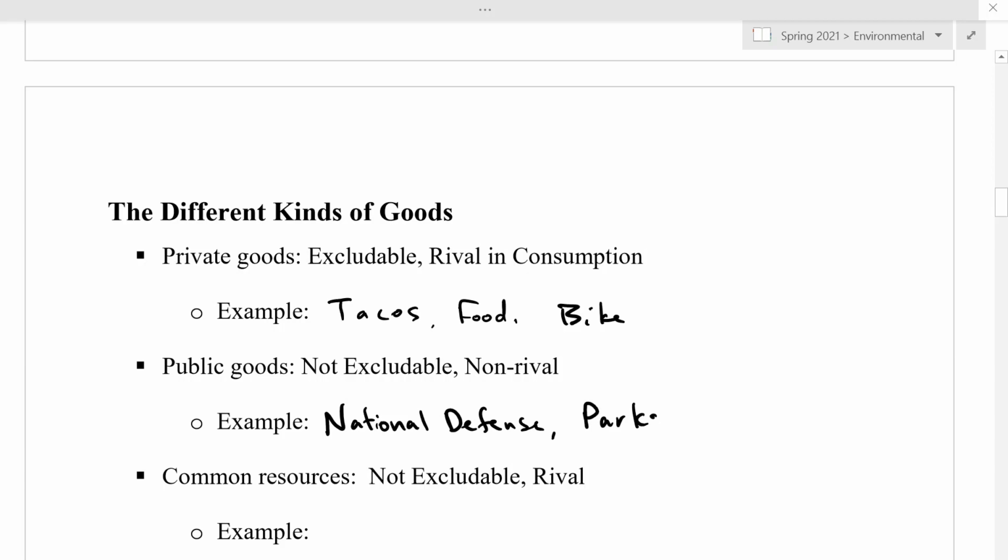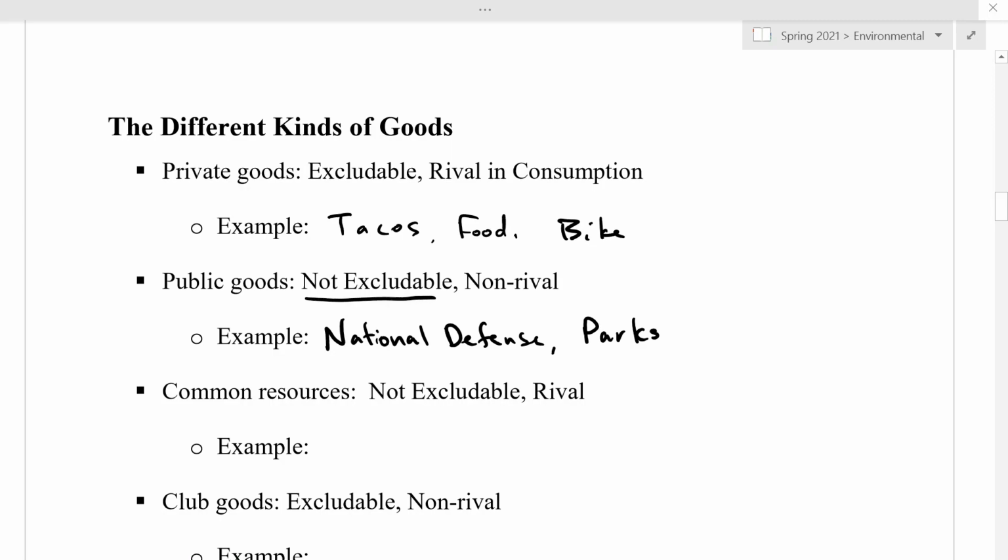Same for parks. Public parks in particular, non-excludable. I mean, you will see some gates at parks and ticket booths, but a lot of times the parks can be consumed without being excluded, and my consumption of a park doesn't take away from your ability to also see the park and enjoy the beauty and whatnot. So public goods.